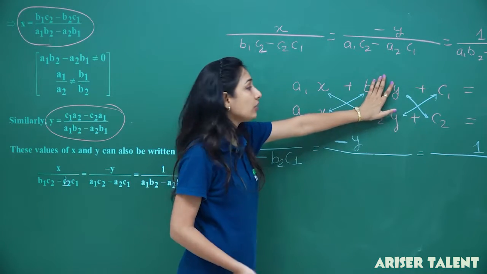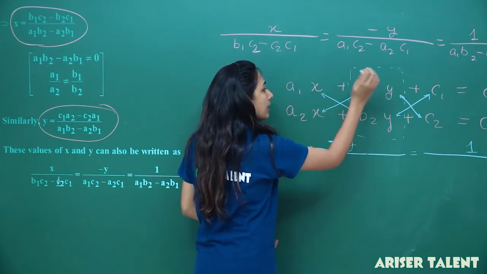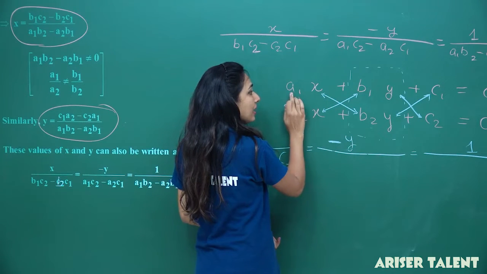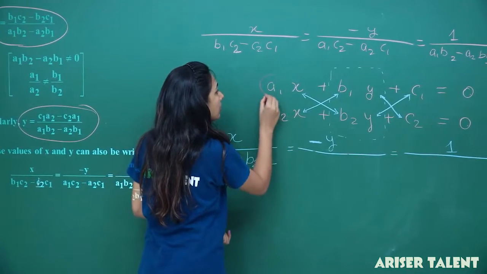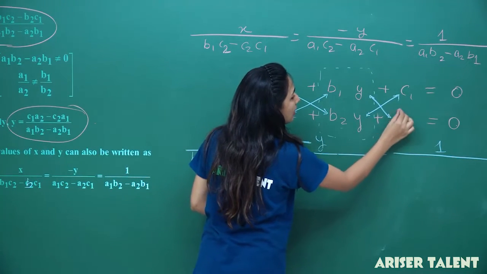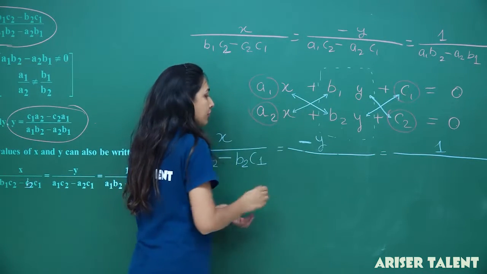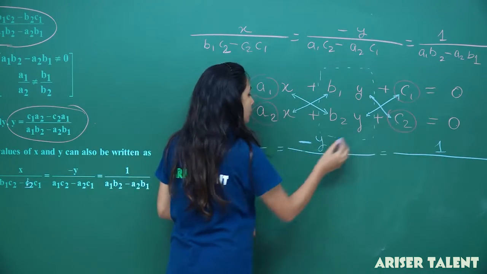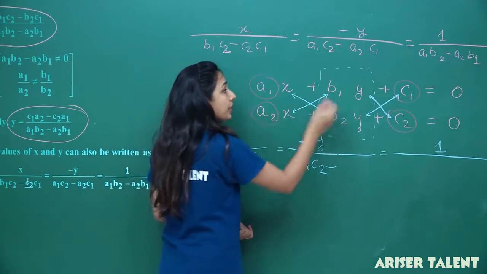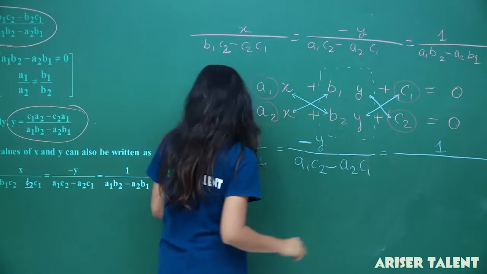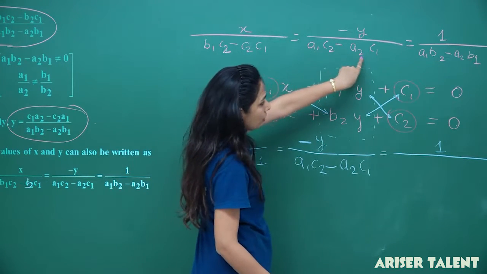Now we are not going to look at this box. This is prohibited. Don't look at this. Then it will become A1 and C2, going like here, this and this, because we don't have to look at this portion. Now that will become A1 C2 minus A2 C1.